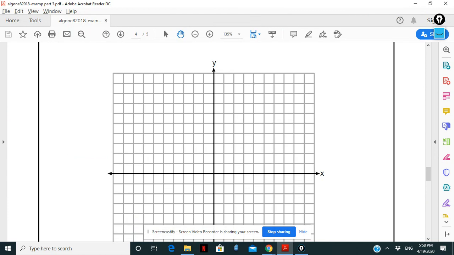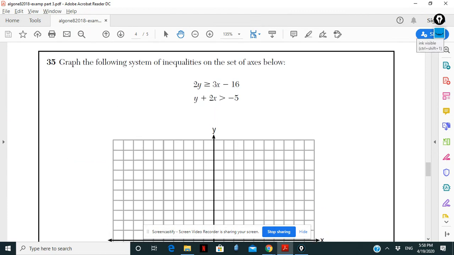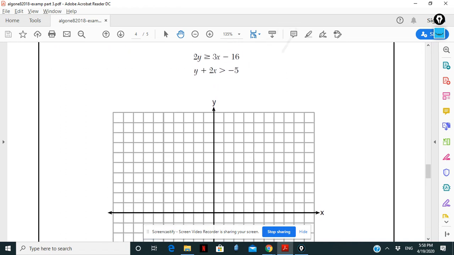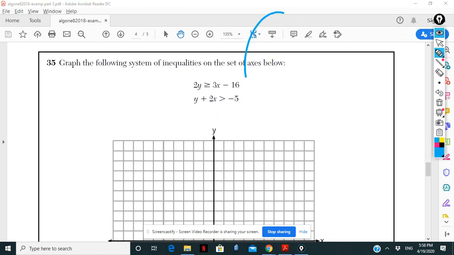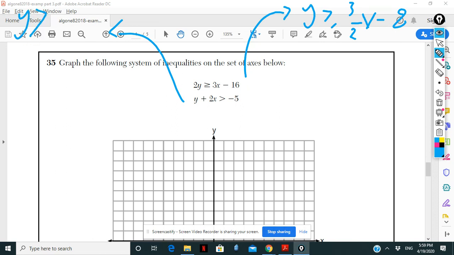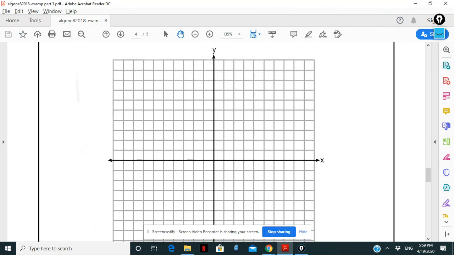For question number 35. Now, first step, I have to make a table to know how I'm going to graph it. So for the first function, this one is going to be y is more than or equal to 3 over 2 x minus 8. I divide both sides by 2. For the other one, it's y more than negative 5, negative 2x. I'm going to create a table for both of them.